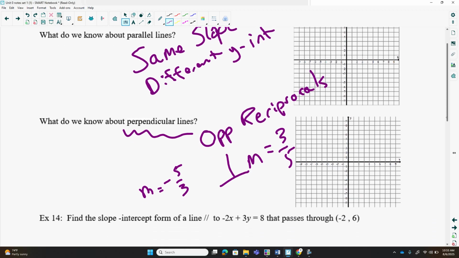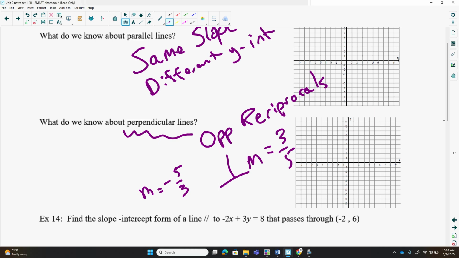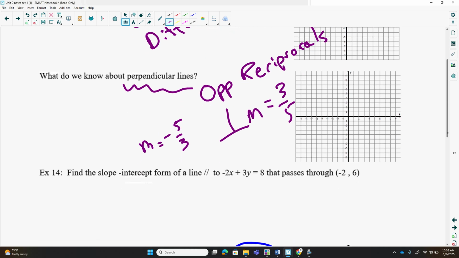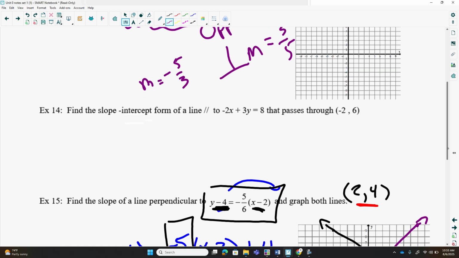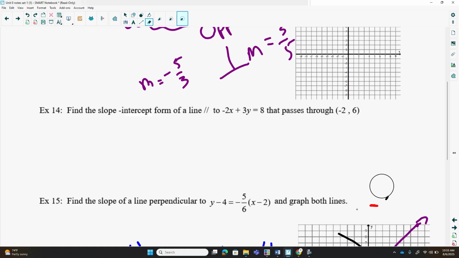So let's go through here real quick and do number 14. All right, in number 14, it says find the slope-intercept form of a line that is parallel, that's the symbol for parallel right there, to this, that passes through this point.